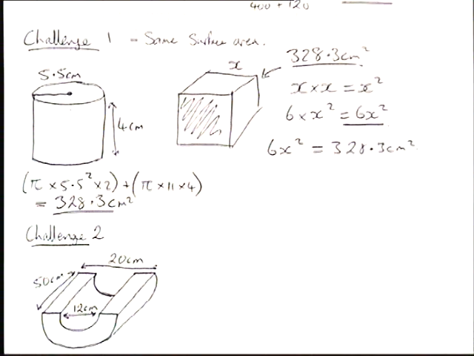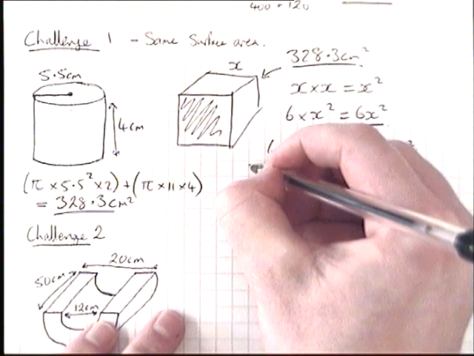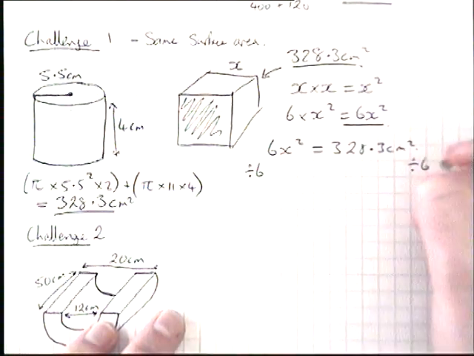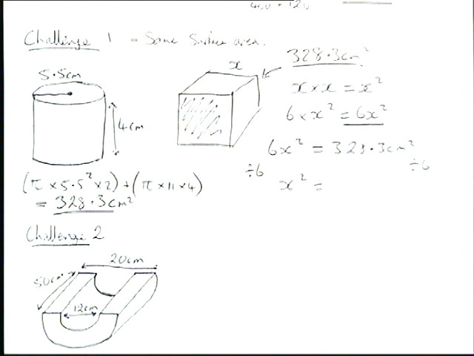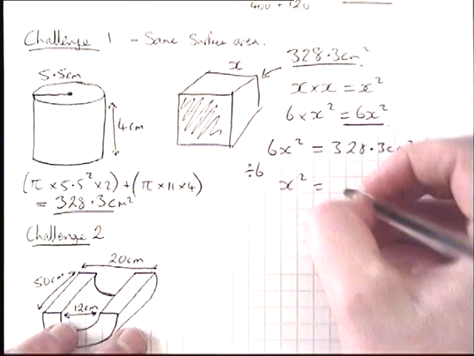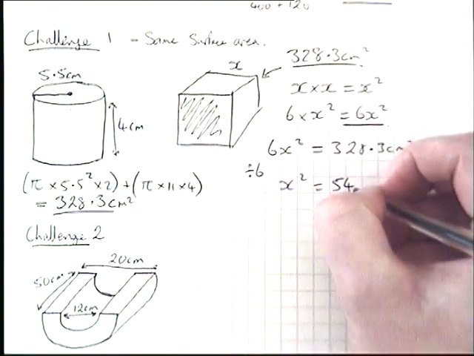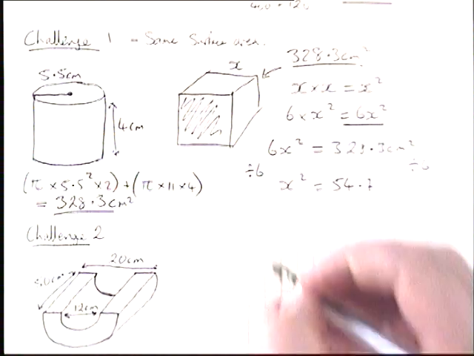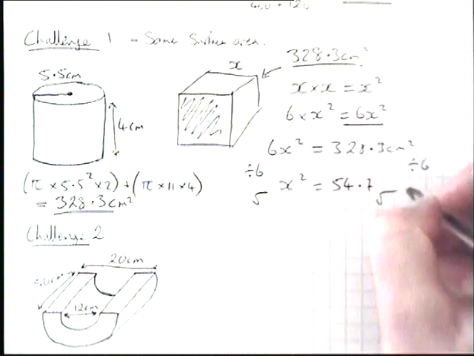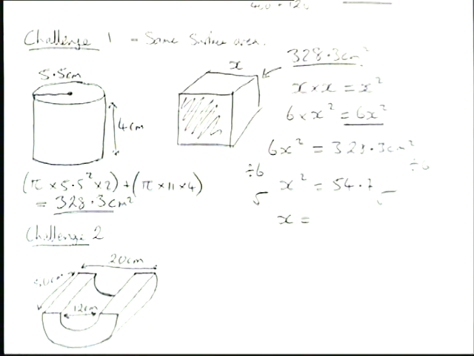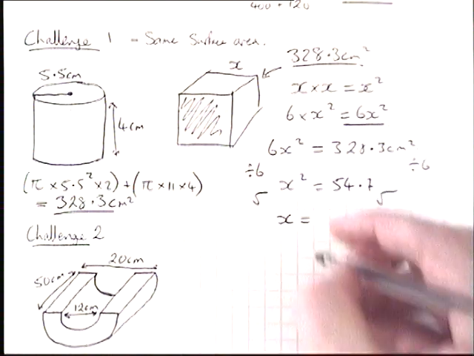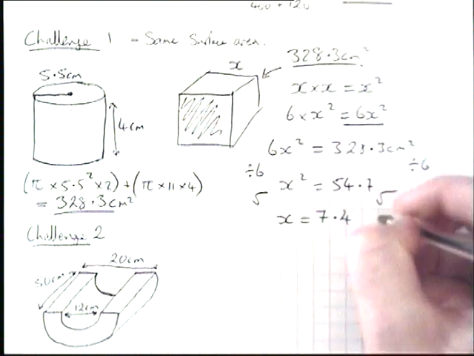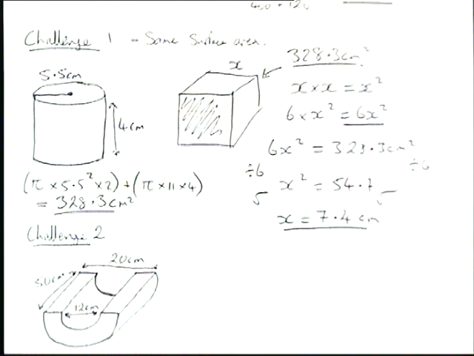We can rearrange our equation to work out what x is. So we're going to divide both sides by 6 first. So we're left with x squared equals 328.3 divided by 6. That leaves us with 54.7. And then we can square root both sides to get rid of the square. So we're left with x equals 7.4 to 1 decimal place centimeters.